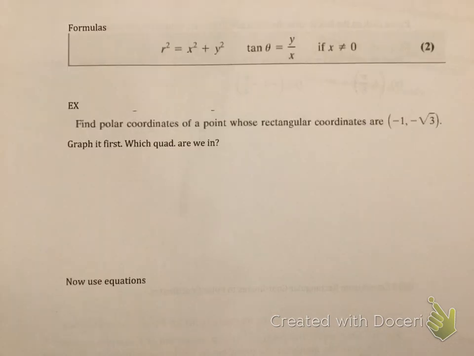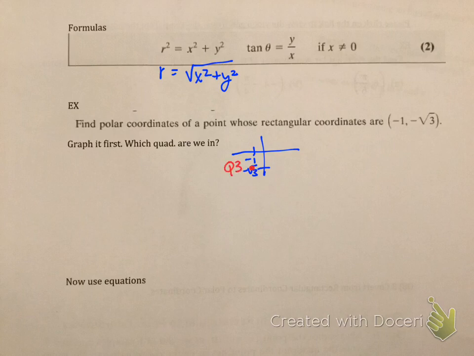And the other formulas we have is r squared equals x squared plus y squared. Like I said, if you get r by itself, we get x squared plus y squared under the radical. So let's go ahead and do this. Find the polar coordinate of a point whose rectangular coordinates are -1, negative radical 3. First of all, what quadrant am I in? If I look at this, I have -1 here, and let's say this is negative radical 3. I know that point is going to be in quadrant 3. If I'm in quadrant 3, I know I'm going to have to add pi to the theta value.